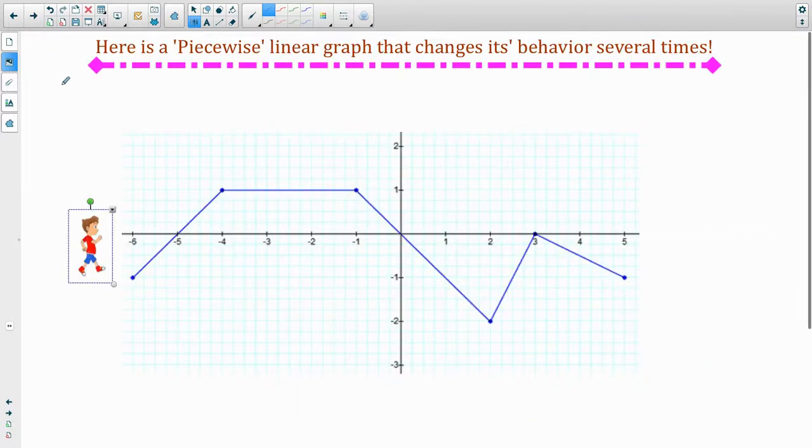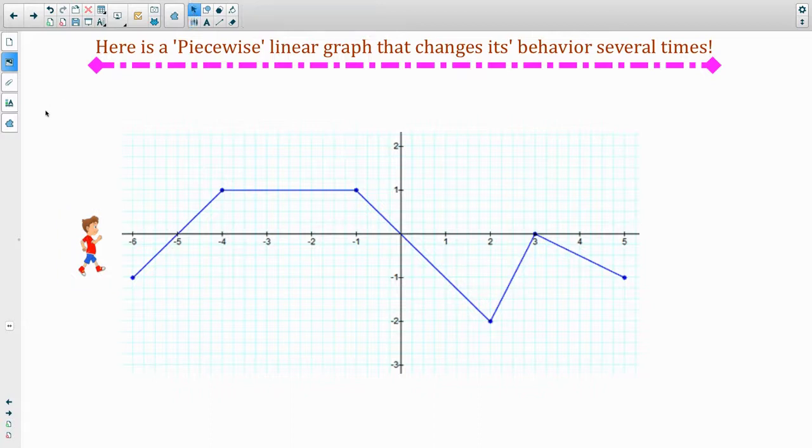Finally, let's just be mindful that we will be studying lines that are called piecewise lines, right? It just means that it's a linear graph that is broken into pieces. Here is a piecewise linear graph that changes its behavior several times, right? So we can see that if we're just looking here at, say, the x-axis, our horizontal axis, the line acts a certain way between -6 and -4.